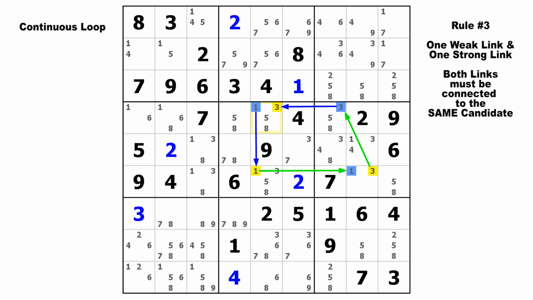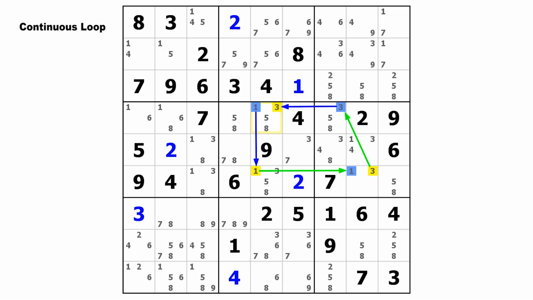And then rule number 3 says if a cell has a weak link and a strong link, they must both be connected to the same candidate. And as you can see, that applies to the other 2 cells in the loop. Down here in row 6, column 5, we have a strong link coming in and a weak link going out, and they are both connected to that 1. And up here in row 4, column 7, we have a strong link going out and a weak link coming in, and they are both connected to that blue 3. So this simply shows that our loop was correct in the first place.